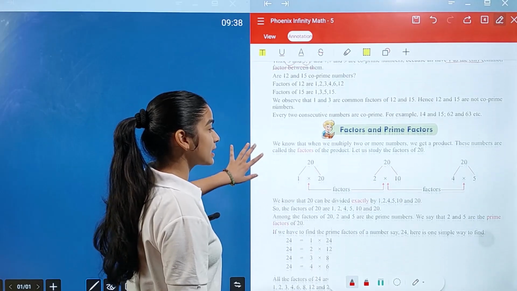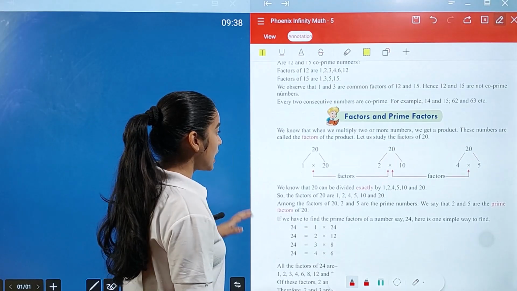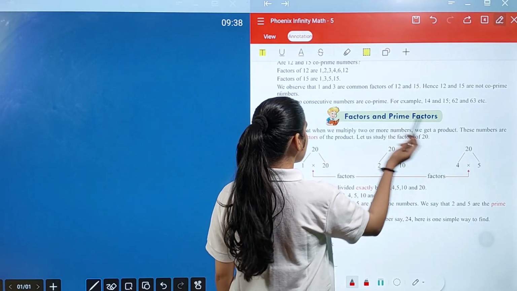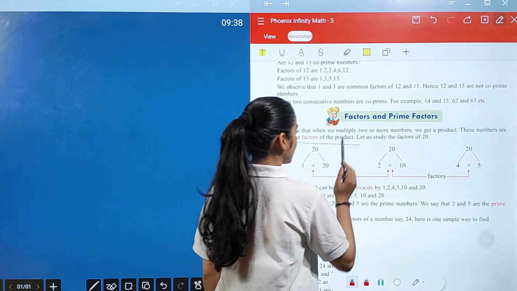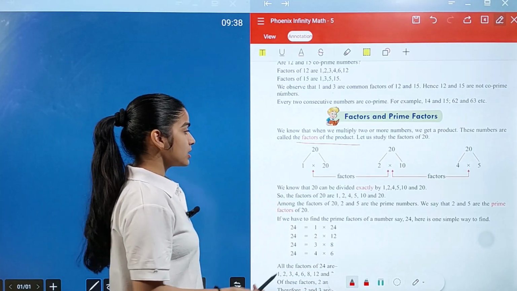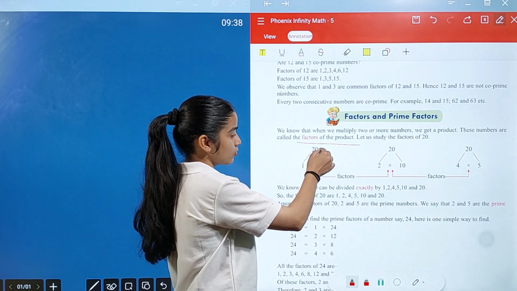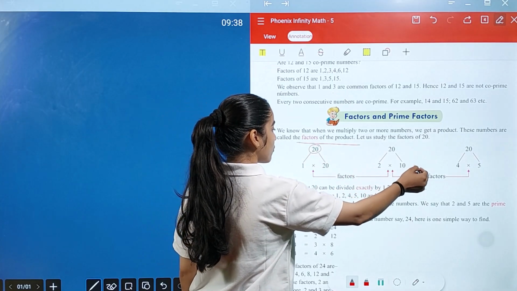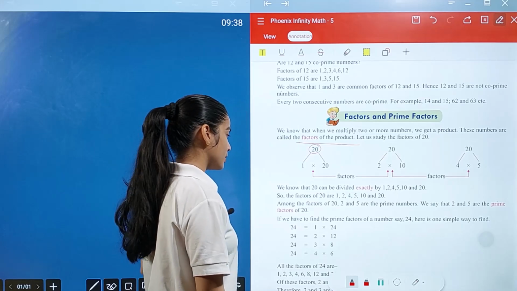Now we have factors and prime factors. We know that when we multiply two or more numbers, we get a product. These numbers are called the factors of the product. Let us study the factors of 20. In this case, you have to find out the factors. The factors of 20 are 1 multiplied by 20, 2 multiplied by 10, and 4 multiplied by 5. These are your factors.